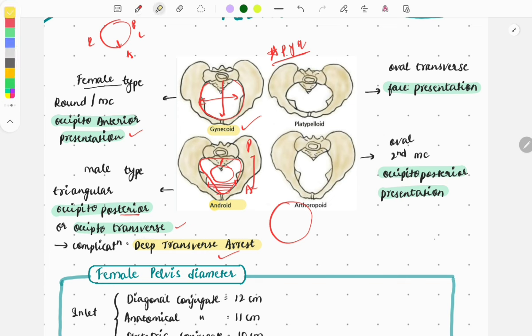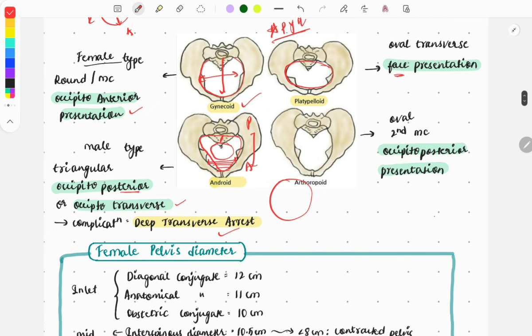Then the next type is the platypelloid type of the pelvis, and the inlet is oval transverse, and face presentation can be seen with this. That means the face of the baby will be the presenting part. Then the anthropoid. This one is the second most common variety seen, and the inlet is oval like this, and occipito-posterior presentation can be seen.